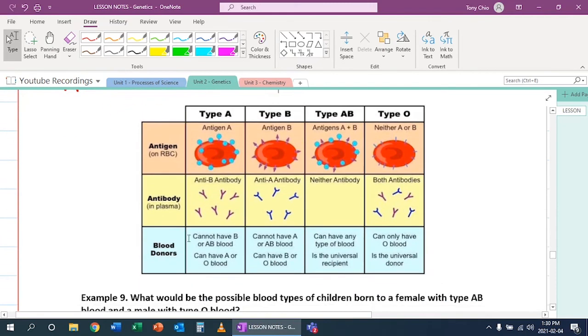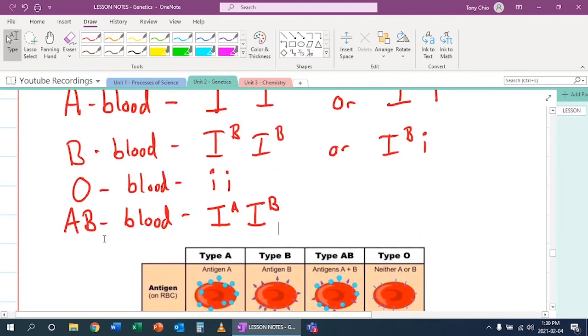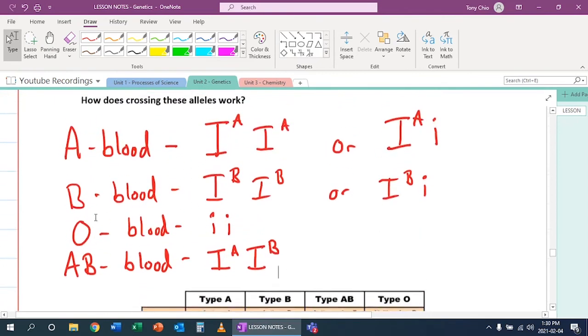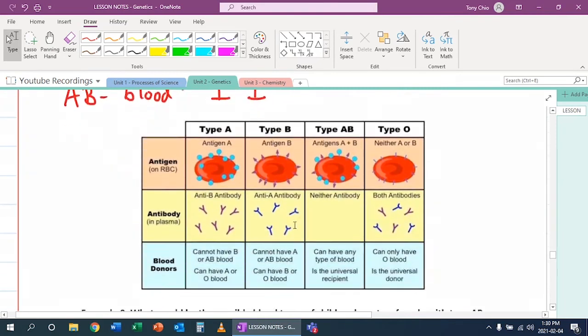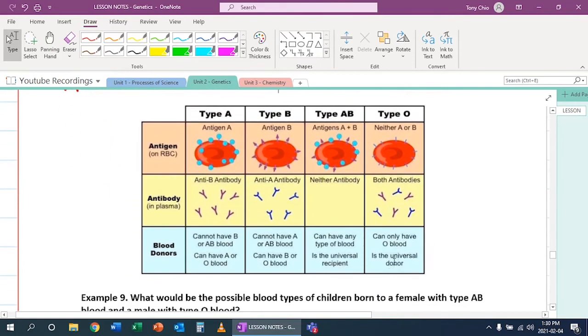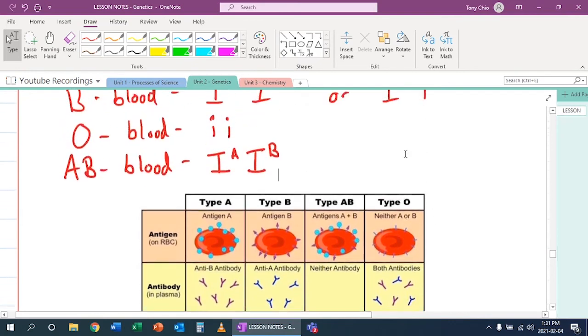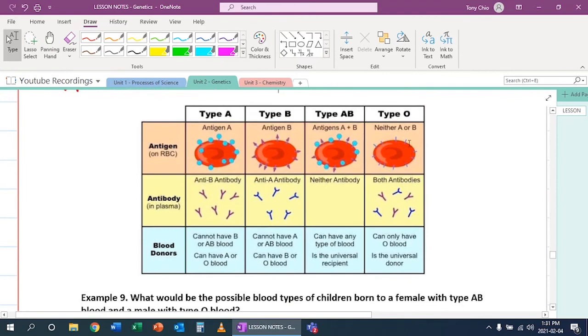Because if you have A or B blood type, you can donate to someone who has AB blood. If you're O blood type, you could donate to everybody, but if you have AB blood type, you cannot donate to an O blood type. O blood type is called a universal donor because you can donate your blood to anybody because those antigens are not present, but you cannot accept blood other than just O blood type.